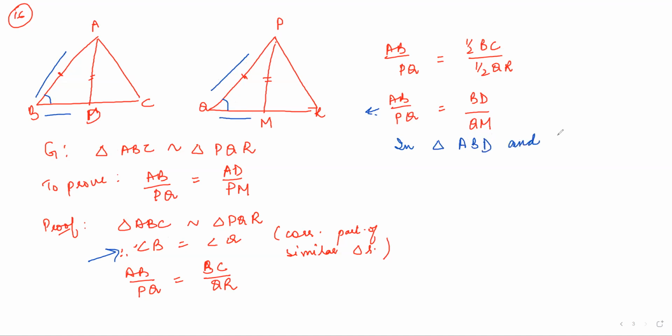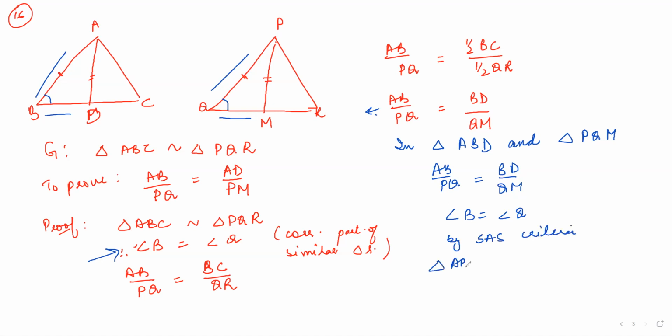SAS, yes, exactly. PQM. So AB by PQ is equal to BD by QM. And angle B is equal to angle Q. So by SAS criteria, triangle ABD is similar to triangle PQM, right?